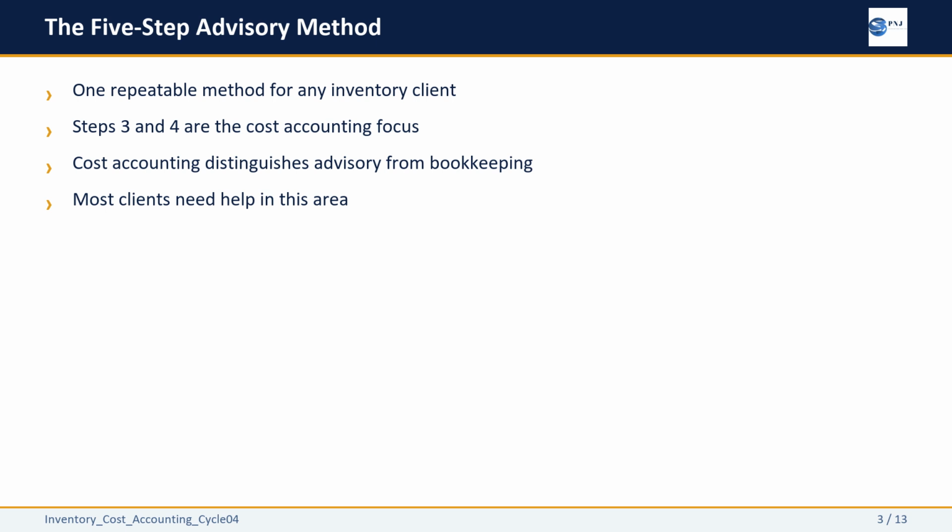Pay close attention to steps 3 and 4, because those are the cost accounting steps, and they are exactly what distinguishes an advisory approach from a bookkeeping approach. Most clients can keep their own books well enough, but they need real help with cost accuracy and variances. That is where you add value, and that is where we are headed next.